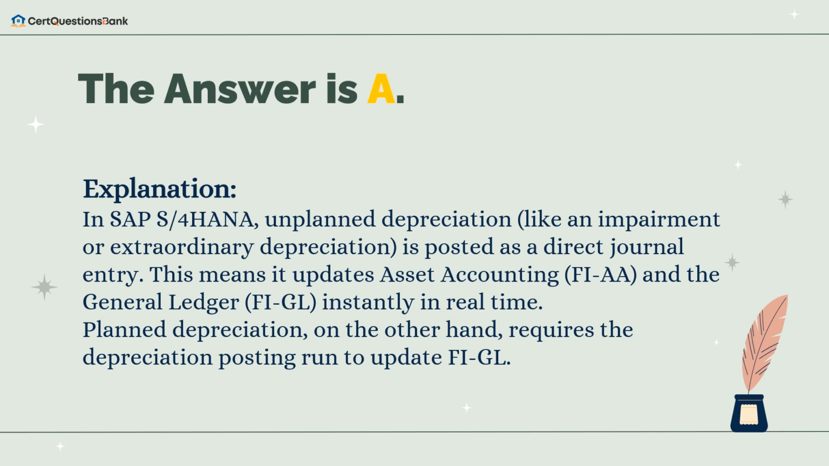In SAP S/4HANA, unplanned depreciation, like an impairment or extraordinary depreciation, is posted as a direct journal entry. This means it updates asset accounting, FI-A, and the general ledger, FI-GL, instantly in real time. Planned depreciation, on the other hand, requires the depreciation posting run to update FI-GL.